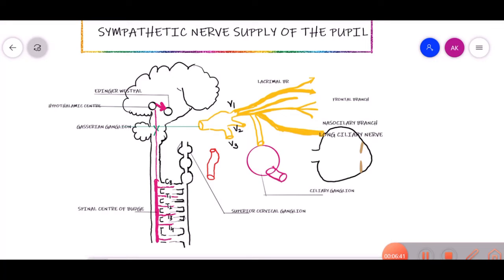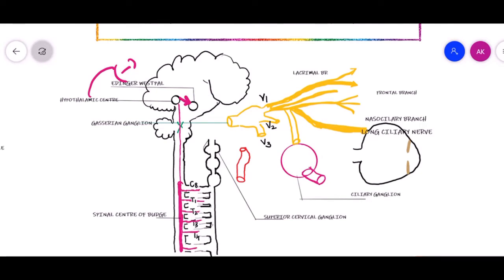Now, I already told you that the Edinger-Westphal nucleus is mainly associated with the parasympathetic nerve supply. That means supply of the sphincter pupillae, which is associated with the constriction of the pupil. Therefore, what the hypothalamic center does first is that it will cause inhibition of the Edinger-Westphal nucleus. Now from this hypothalamic center, the fibers are going to pass down to the ciliospinal center of Budge, which is basically found at C8, T1, T2, T3 and T4.